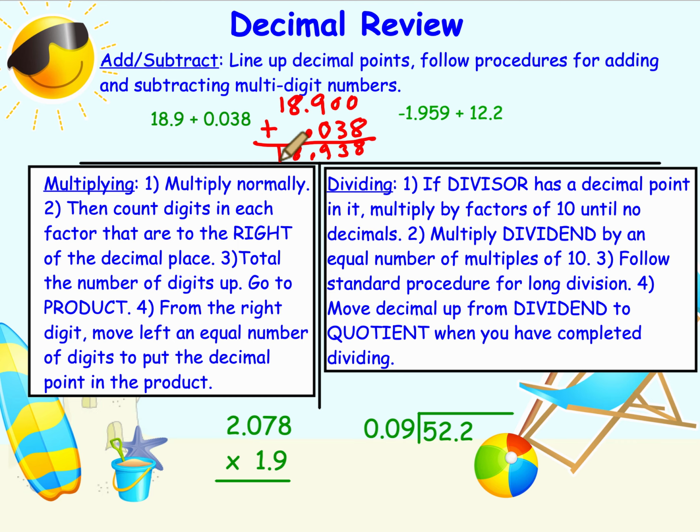So this problem over here, even though it says addition, it really is a subtraction problem because we are adding -1 and 959 thousandths to 12 and 2 tenths, and 12 and 2 tenths has a greater absolute value than -1 and 959 thousandths. So when we set it up, we would set it up as 12 and 2 tenths minus 1 and 959 thousandths.